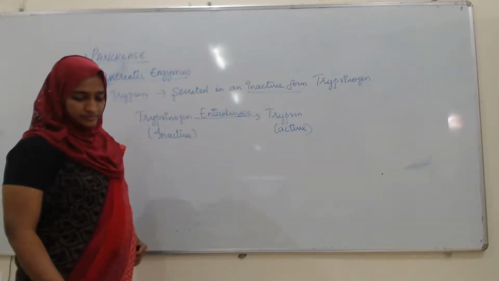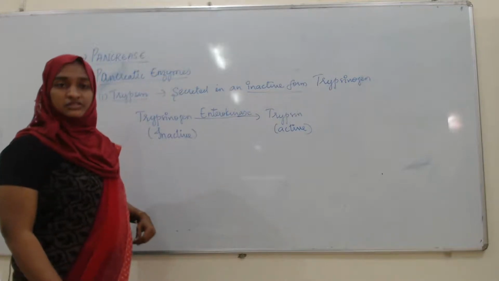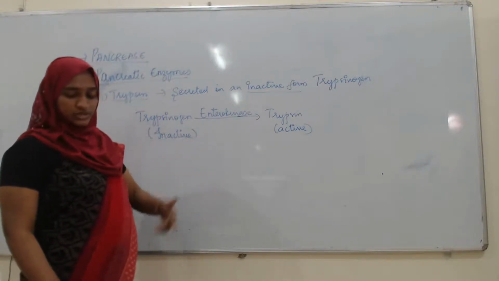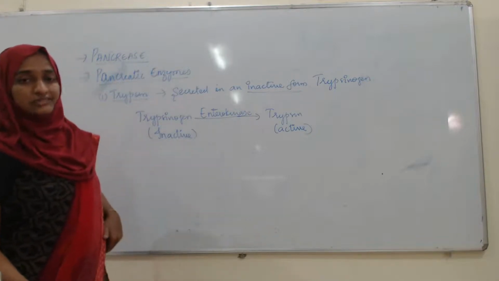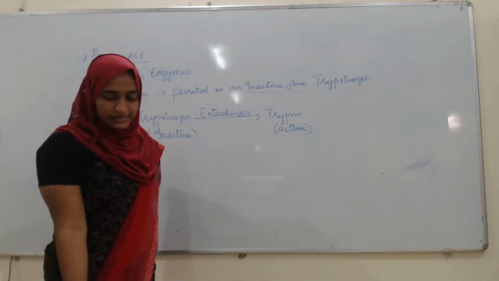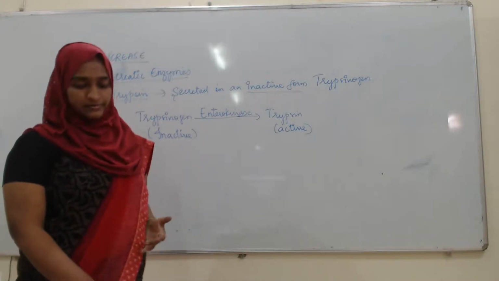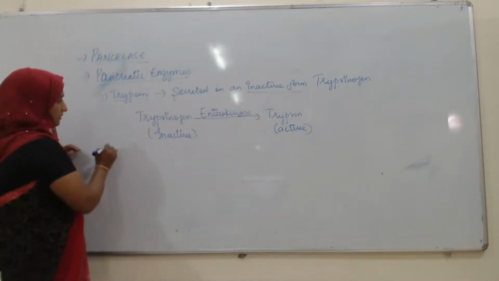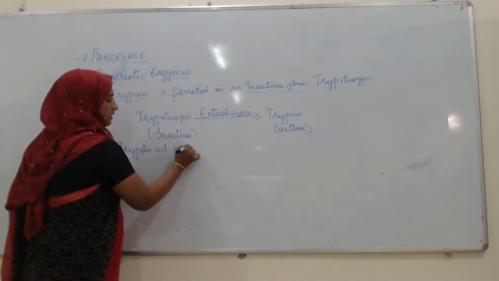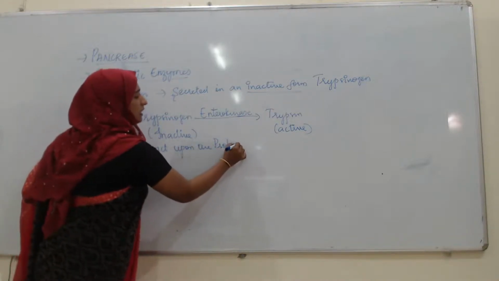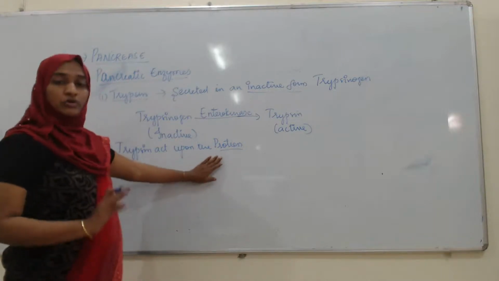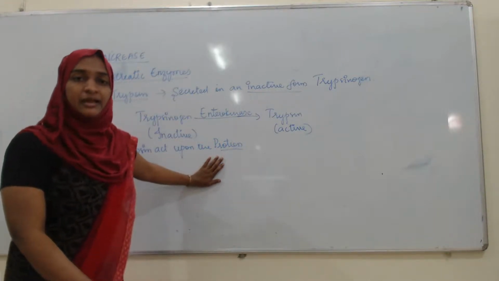Okay, the next. Here there are some hydrogen ions which convert it into the active form by a reaction. Yesterday also I told you that this reaction is known as the autocatalytic reaction. Next, trypsin acts upon what? Trypsin acts upon the proteins. How does it act on the proteins? Proteins are converted into polypeptides and amino acids.